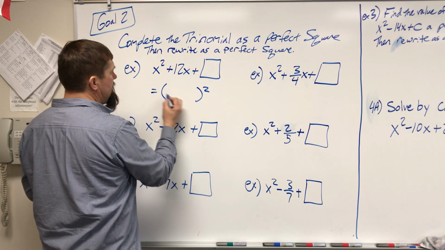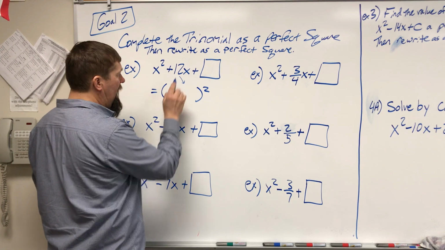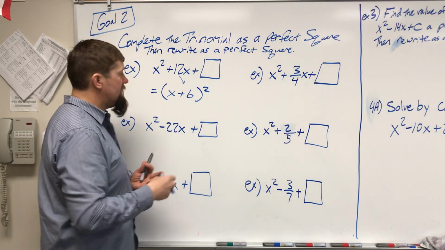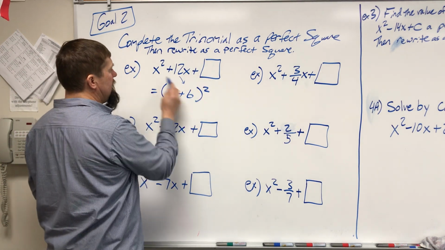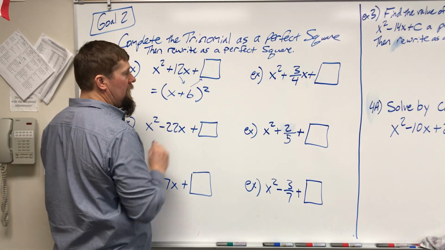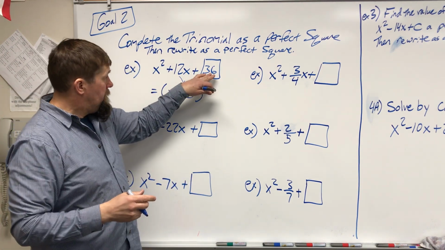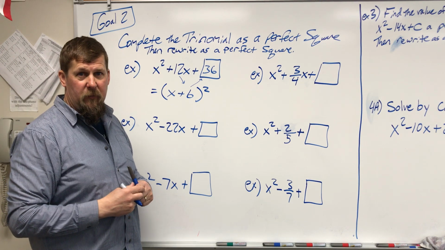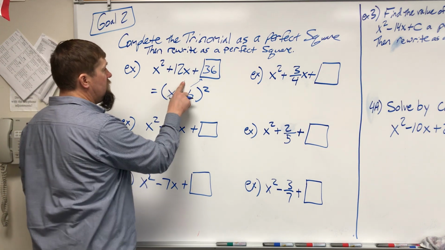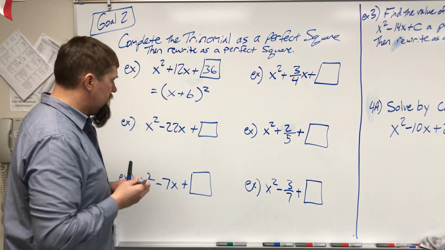So for example, since this one is going to be a perfect square, I know this number is half of 12. So I know plus 6 has to go here. Otherwise it wouldn't work. Now, this first part is not equal to this unless we square this number and put it up here. So what I've basically just done was I've completed the trinomial as a perfect square and I rewrote it as a perfect square. These two things are equal now. This squared is equal to this, okay? So that's what we're doing.